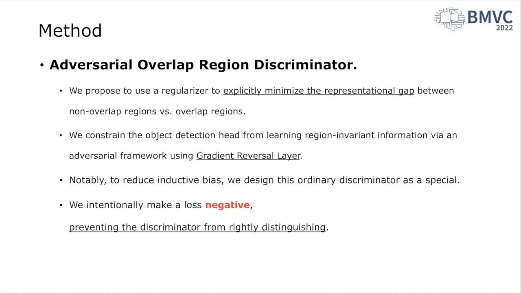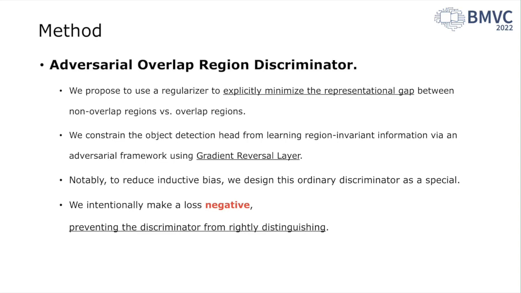In addition to leveraging stereo disparity information, which gives an implicit bias to process the same object in different view images together, we propose to use a regularizer to explicitly minimize the representational gap between non-overlap regions versus overlap regions. Specifically, we constrain the object detection head from learning region invariant information via an adversarial framework using a gradient reversal layer.